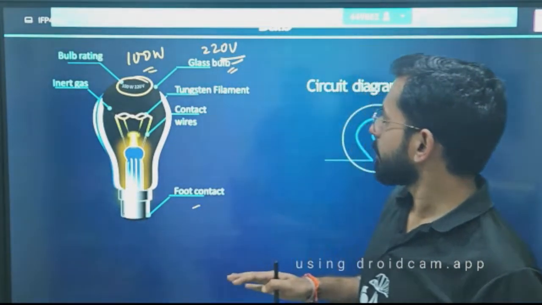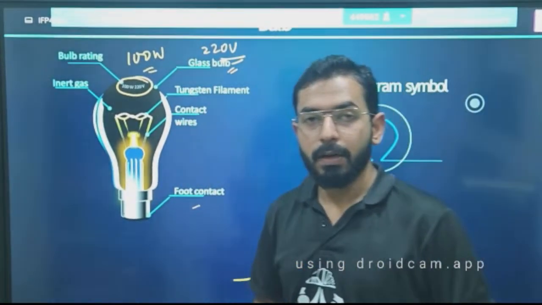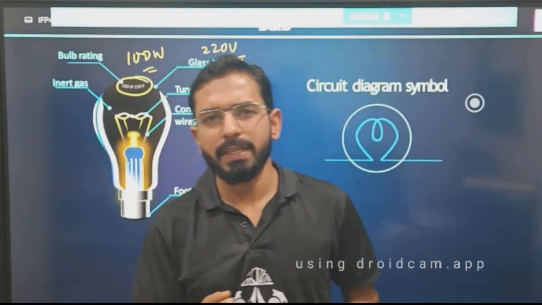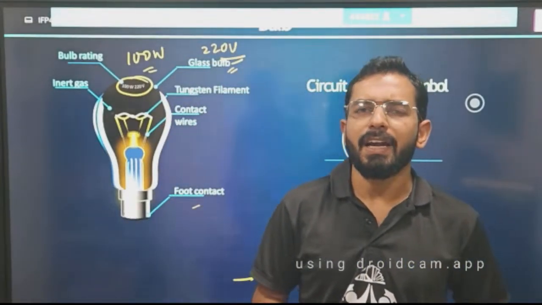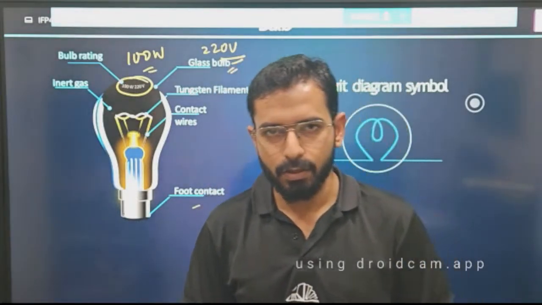What do you understand from this? What is this device? It is actually a bulb. So we are going to discuss bulbs. We will be connecting bulbs in series combination and parallel combination, and the variety of questions that usually come from there. We are going to discuss that variety also.